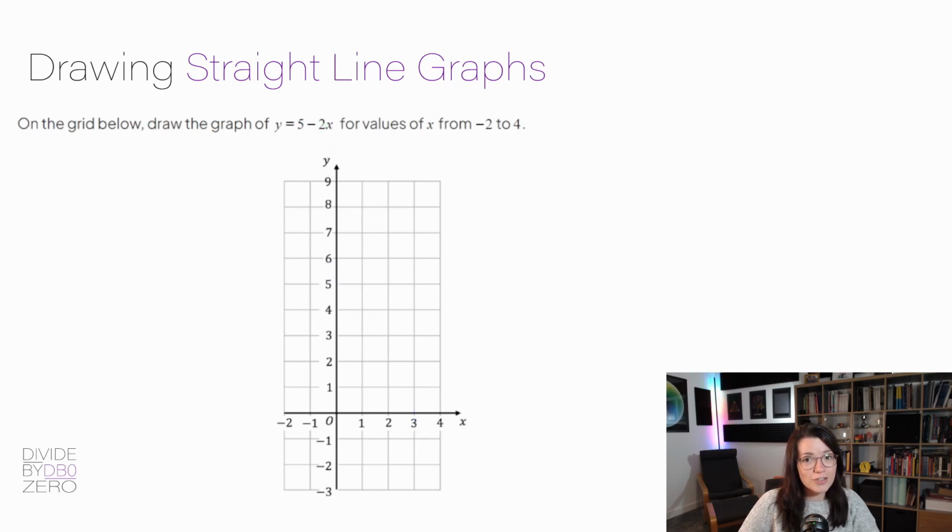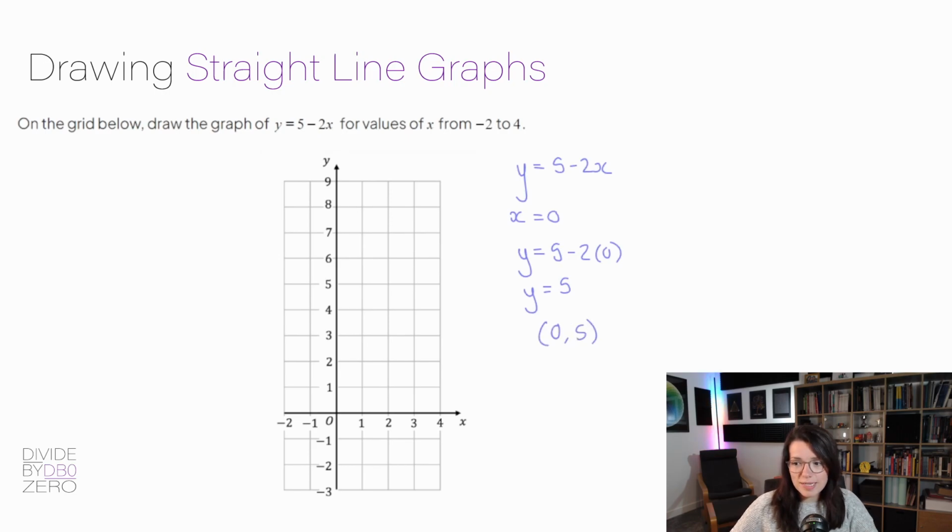Next method for drawing straight line graphs, which is a bit of a shortcut, is using x equals 0 and y equals 0. Looking at this equation, y equals 5 minus 2x, consider what happens when x is equal to 0. So subbing in x is 0, we get this, means y is equal to 5. And that gives you the first point that you can put on your drawing, (0, 5).